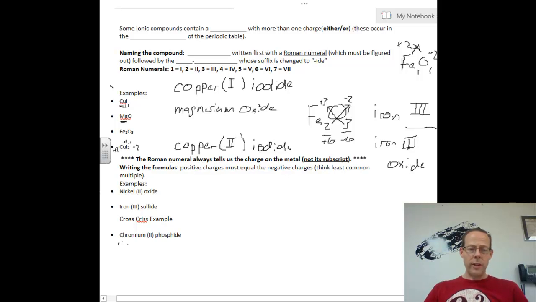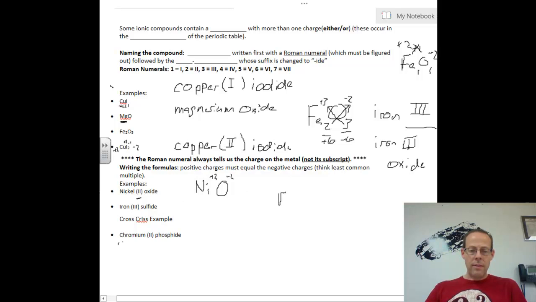So this one is really not that bad, writing the formula of a transition metal, because we're going to do the same exact thing we did with just looking at the periodic table. So we have nickel. Oh boy, what's its charge? If we look on the periodic table, we're going to go, I have no idea what the charge is. But remember, the Roman numeral tells us what the charge is. So this is a +2 charge. And oxide is a -2 charge. Oh look, positive and negative equal, so it's just NiO. Done.